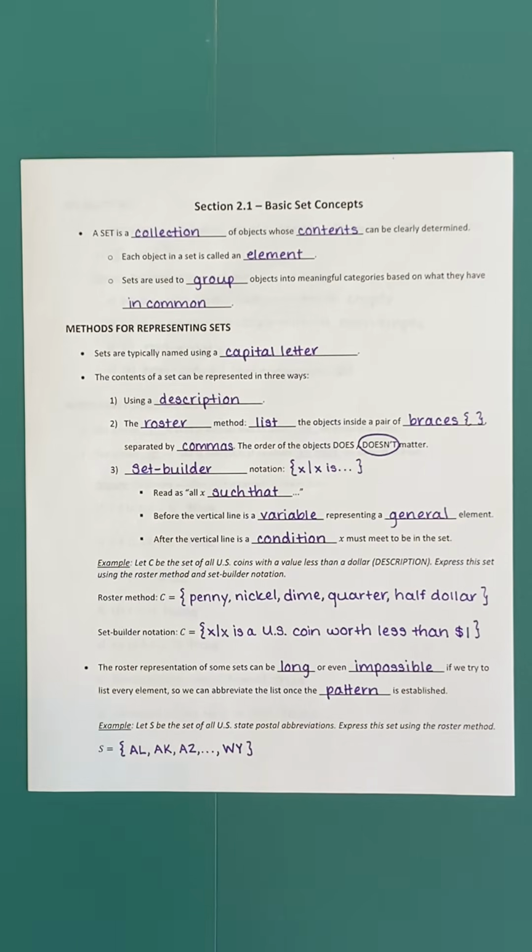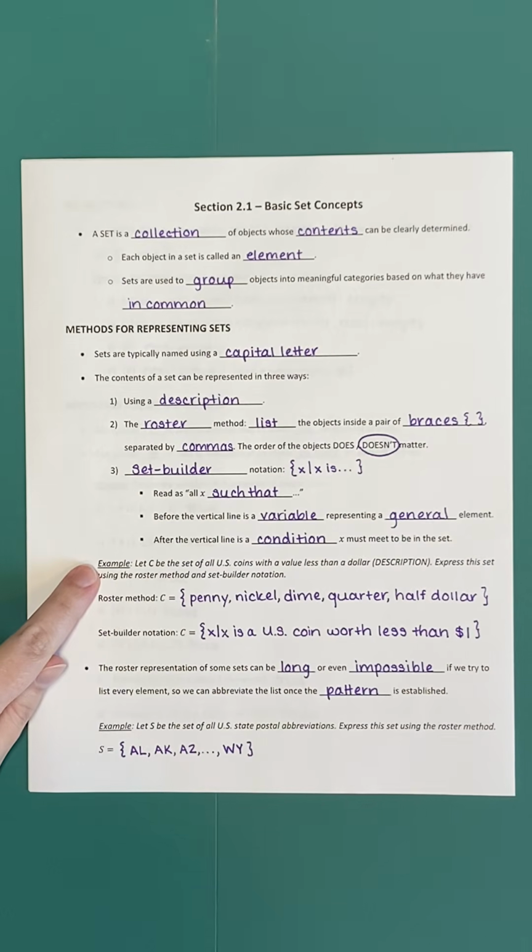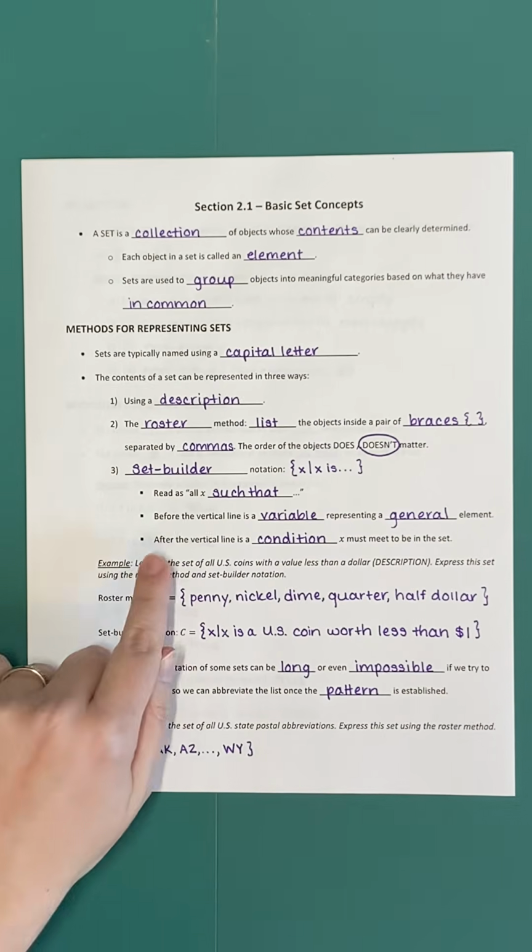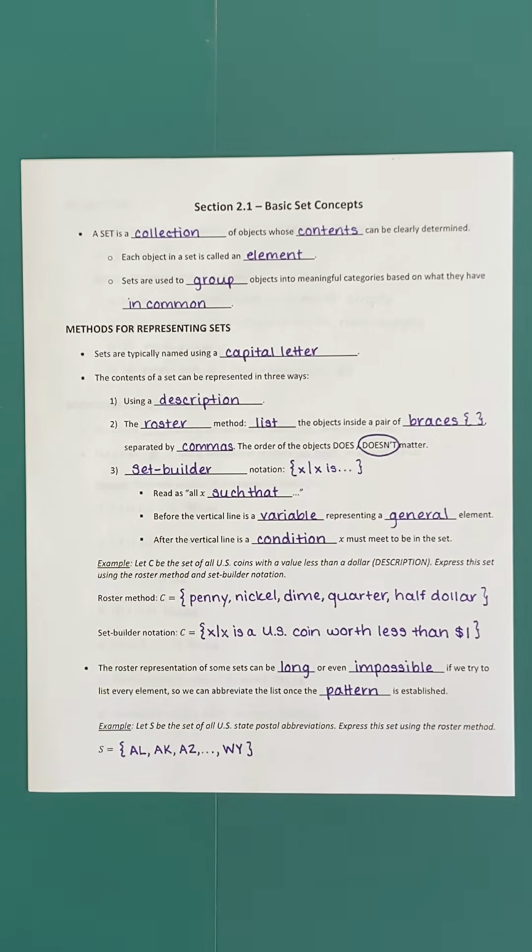So let's look at an example and let's talk about representing the set. We're going to let C be the set of all US coins with a value less than $1. This is an example of the description of a set.